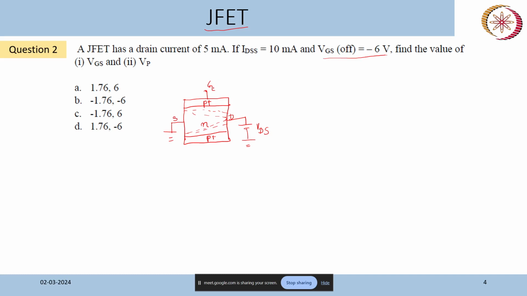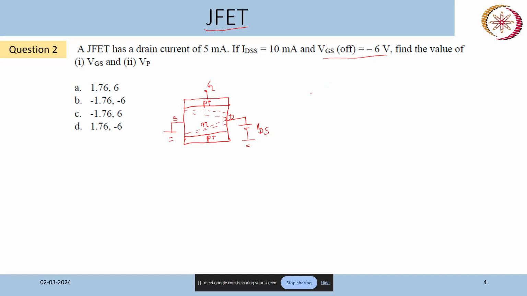So gate to source voltage is reverse bias, that is why it is minus 6 volt. And that is why I considered an N channel JFET, because for an N channel JFET, VGS off will be negative, minus 6 volt. This type of device is given in the question.